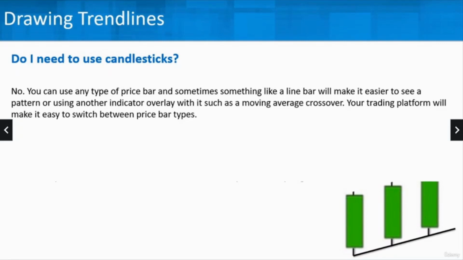It makes it easy to switch between price bar types too. You can usually just choose a different type of price bar, you click update or something like that, and it redraws your chart all ready to go with price bars instead of candlesticks, or like an open, high, low, close price bar, or maybe a line, not a trend line, but a price line, as opposed to candlesticks. So you don't have to use candlesticks. However, there's a reason people use candlesticks.